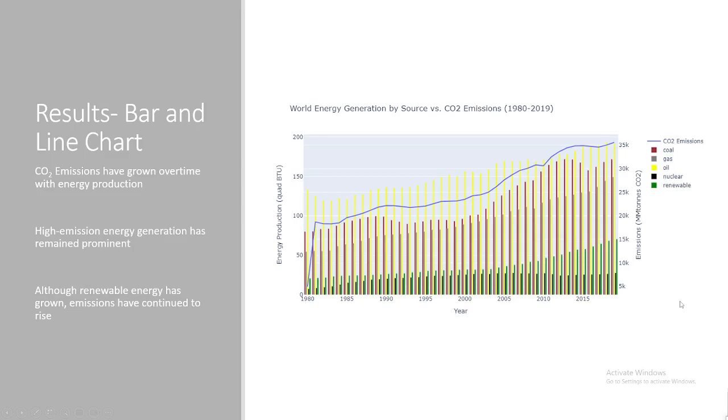So from this figure, we are seeing that high emission energy generation, that dirty energy that I mentioned, is increasing over time and significantly making up the world energy generation. Those sources being namely oil, gas, and coal. So although renewable energy generation has been growing, represented by these green bars, it's not been enough to counteract the effects of all of the fossil fuel intensive energy sources that are driving up the carbon dioxide emissions.